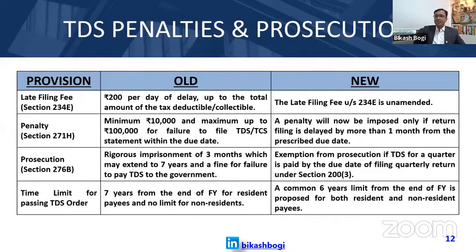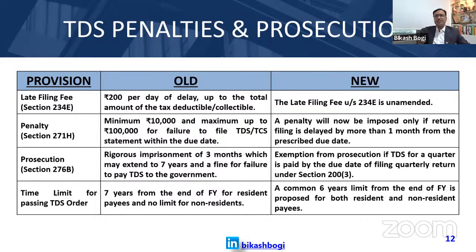Penalties and prosecution. I think you should give special attention to this slide. Penalties. If there is a delay in filing of TDS return, the penalty is rupees 200 per day. Maximum penalty is up to your TDS amount, the TDS amount in that particular return. So you should be willing to pay the penalty amount if there is a delay, or if some of the transactions are yet to be received from some parties with respect to the TDS return.